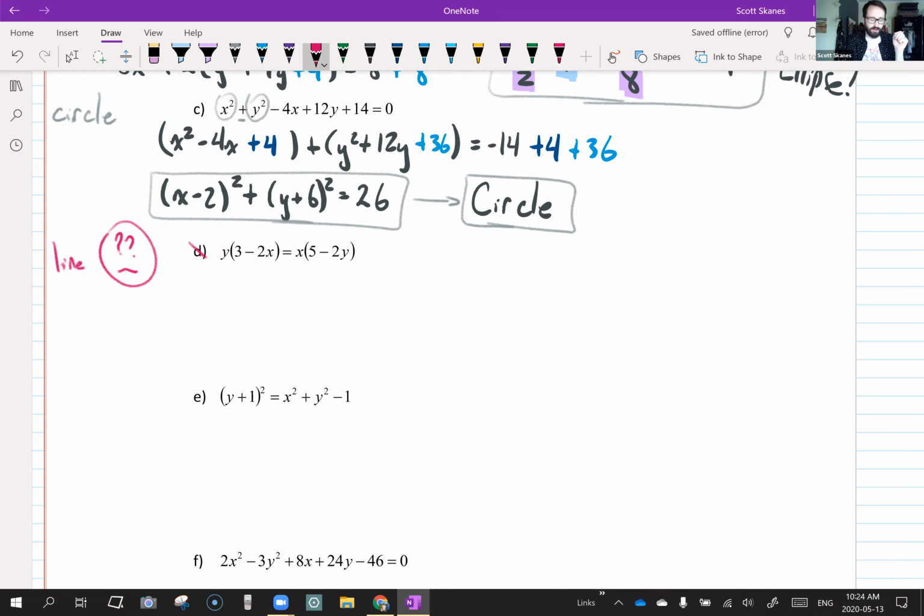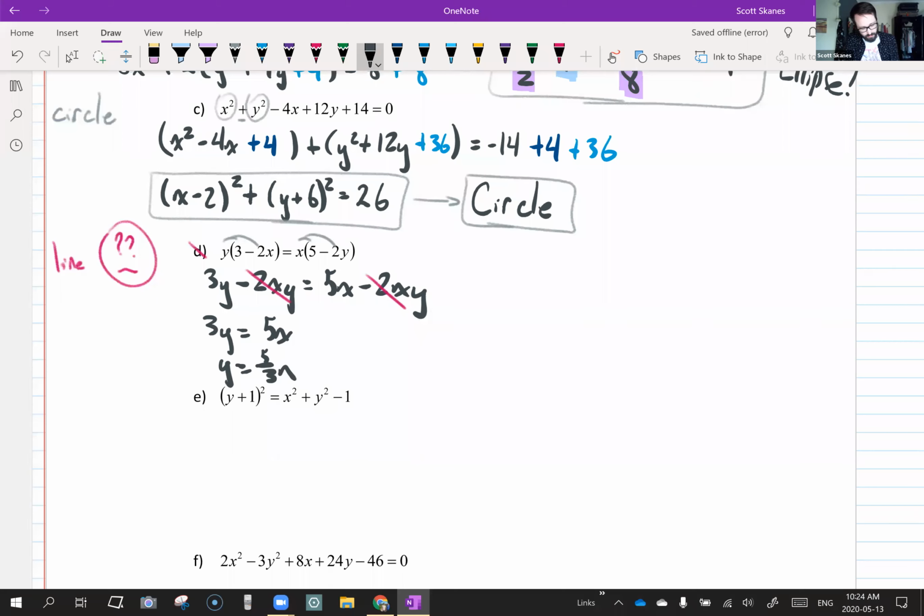We don't need to do that one. I'll just quickly do it for you so you can see, but I don't know why it was part of this practice set. It's not helpful. You can see they cancel, and 3y equals 5x, or y equals 5 over 3x. Maybe it's just trying to review, but not very helpful. I'm not sure why it's in this group.